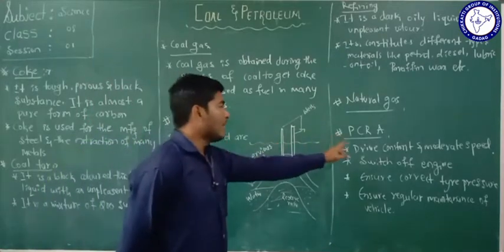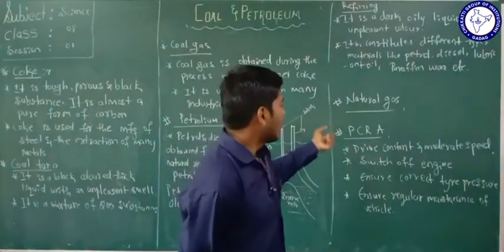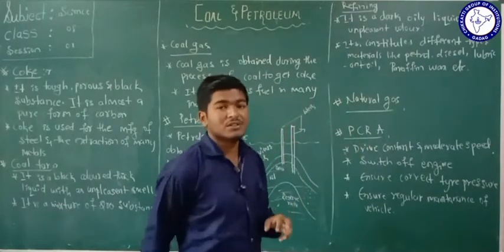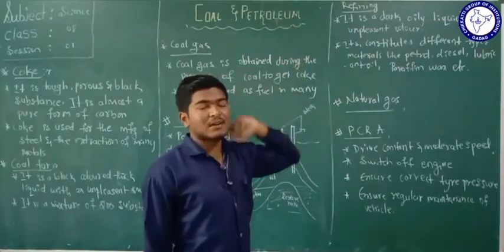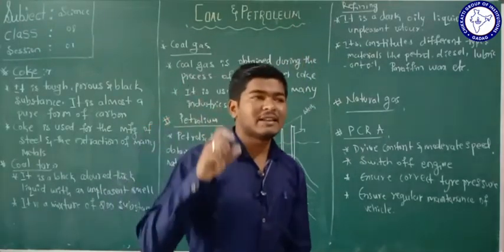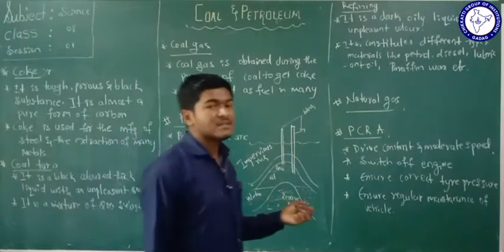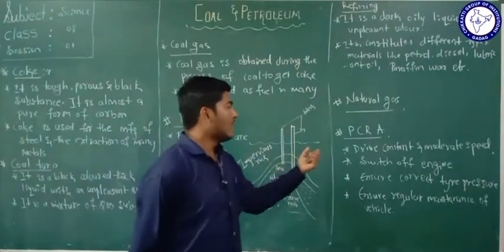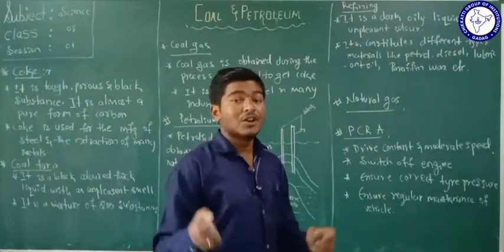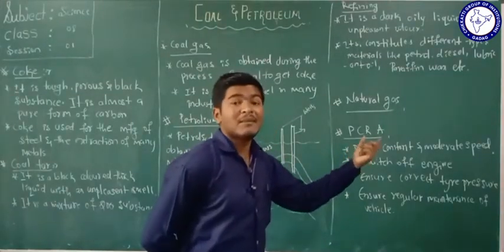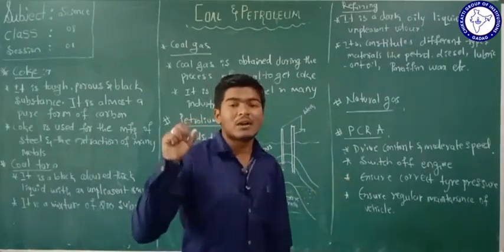According to the Petroleum Conservation Research Association, for our new generation we have to save petrol, as these are exhaustible natural resources. They recommend some steps to control the use of petrol and diesel. What are the steps they suggest? The first is to drive at a constant and moderate speed. When you are driving your vehicle, you have to drive at a constant, moderate speed. By doing this, we control the use of petrol.